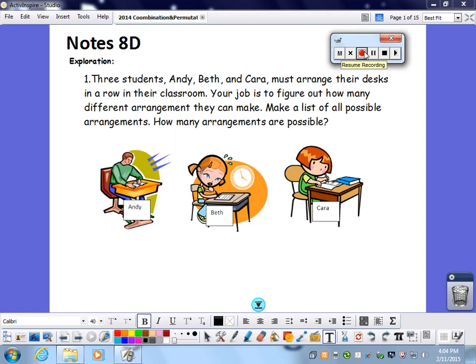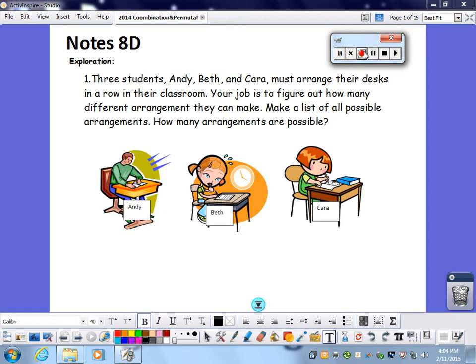Alright, these are notes 8D. We're going to be looking at combinations and permutations today. So let's look at our first example. We have 3 students, Andy, Beth, and Kara, who must arrange their desks in a row in their classroom. Your job is to figure out how many different arrangements they can make.